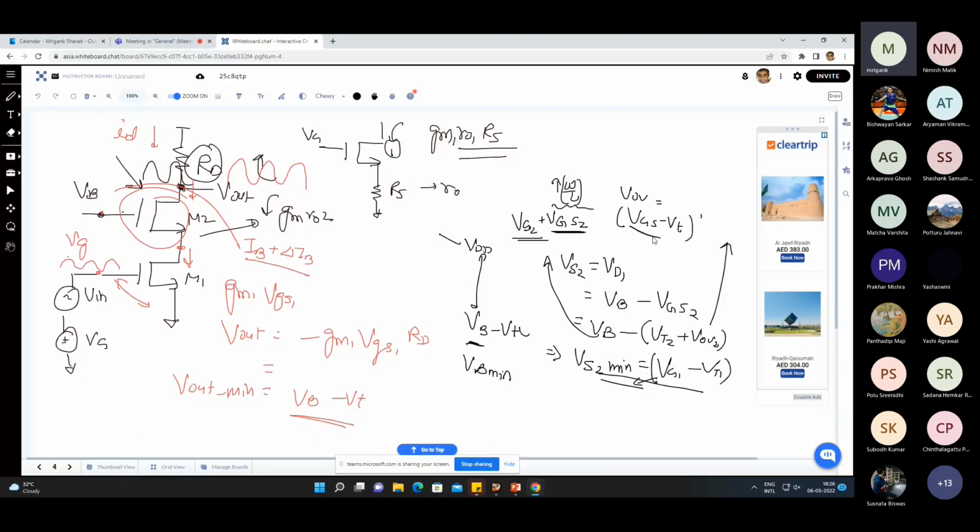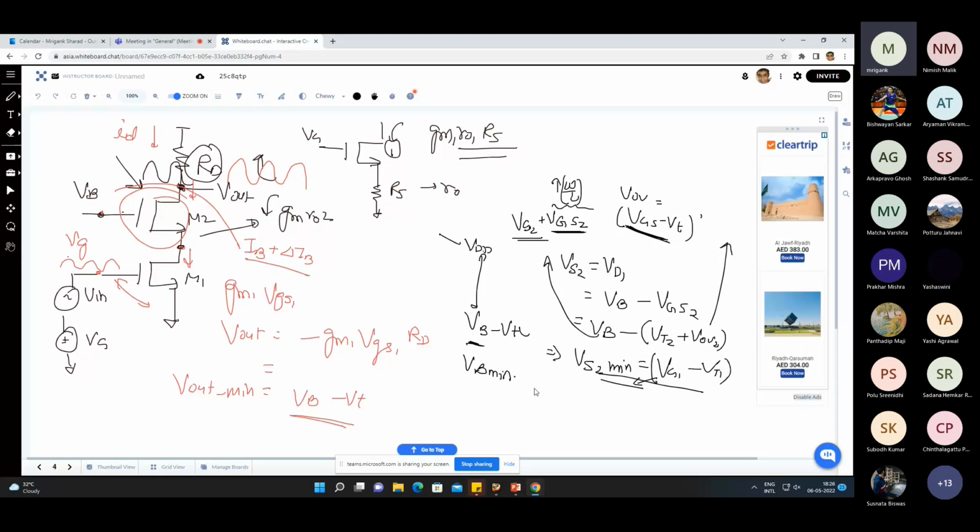The overdrive VGS minus VT required will be smaller and smaller. That means the VGS will become almost equal to VT or close to VT. So worst case, or the best case in fact, you will get just this VS2 min plus VT, right? So that means VB min will be approximately equal to what? VS2 min.